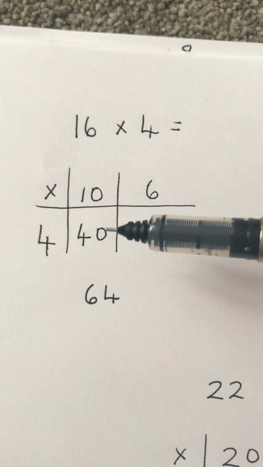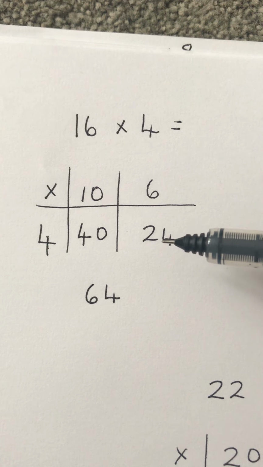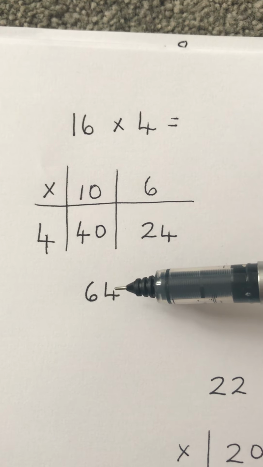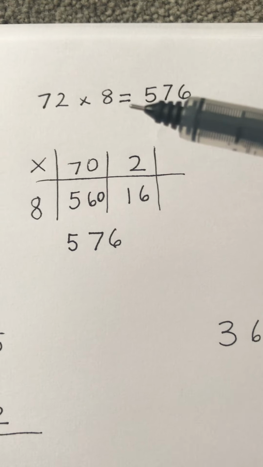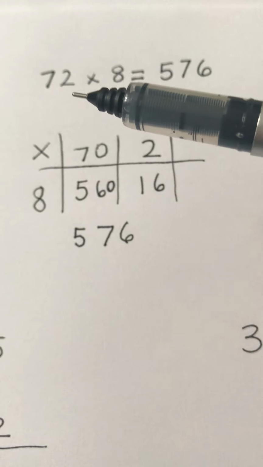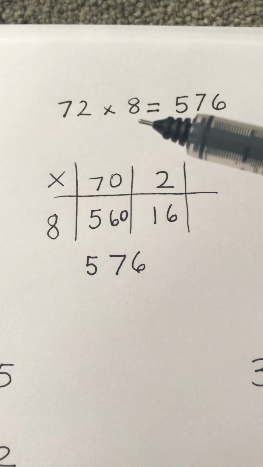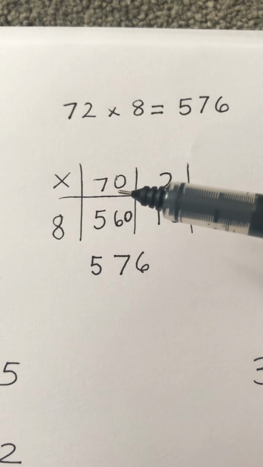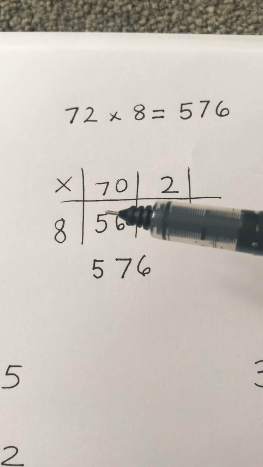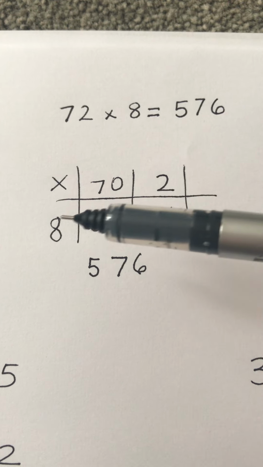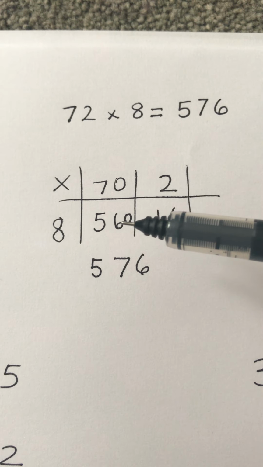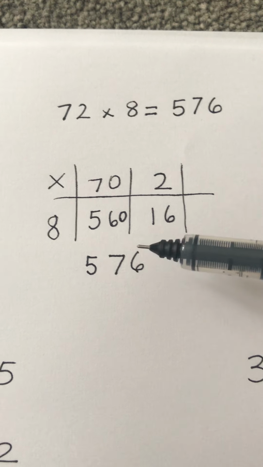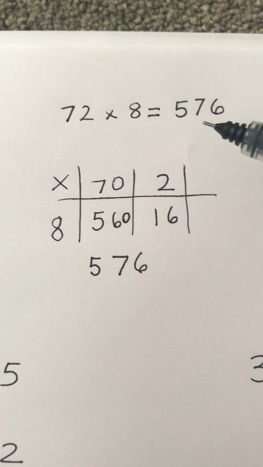So 10 times 4 is 40, 6 times 4 is 24, and then you add those together and you get 64. So here's another one, a bit trickier, where we have 72 times 8. So I've put the grid times 8. So 7 times 8 is 56. So 70 times 8 is 560. And then 2 times 8 is 16. And then I've added those together to get 576.